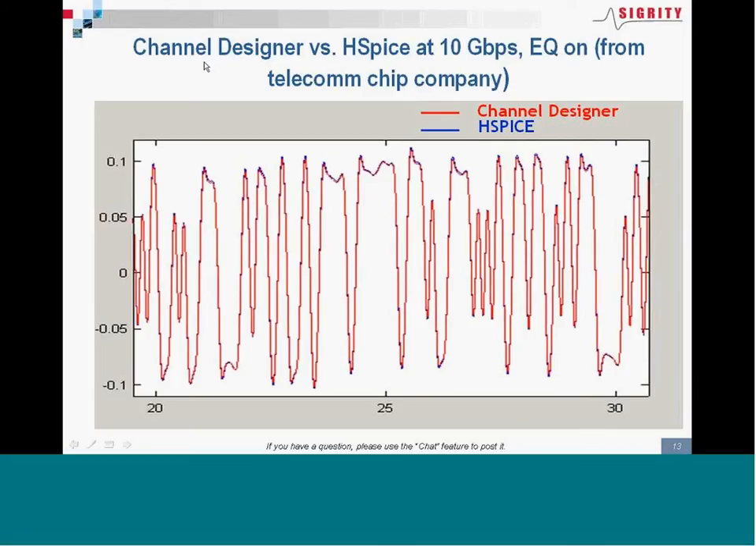So this is one example where we've got in the blue transistor level HSPICE running at 10 gigabits with equalization from a telecom chip company that we've worked with. And in red, you'll see the Channel Designer results, which use, instead of transistor level, behavioral SPICE for the I/O models and algorithmic models for the equalization in the transmitter.